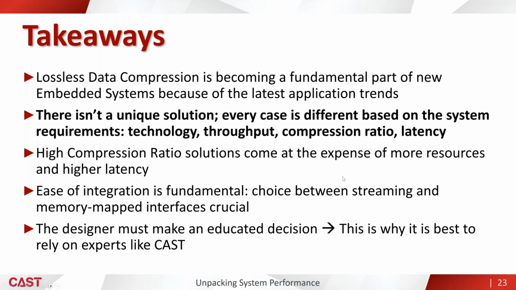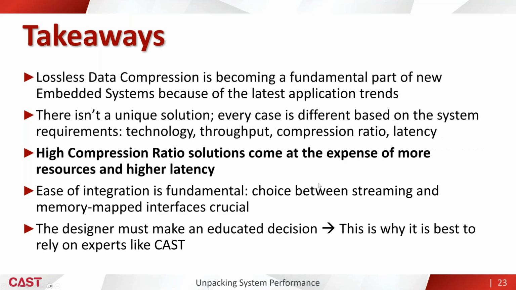Based on the information we presented to you today, you can see that there isn't a unique solution. Every case, every system, every single design is different, and we should take into consideration the requirements in order to make an educated decision. We should take into consideration the technology used, whether it is ASIC or FPGA, which device, which process, how fast is it? What is the throughput that is needed? What is the compression ratio required? What is the latency? And how much flexibility is there in between these requirements in order to make significant trade-offs?